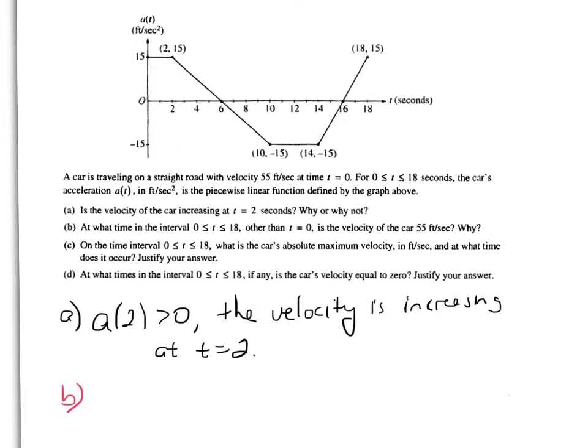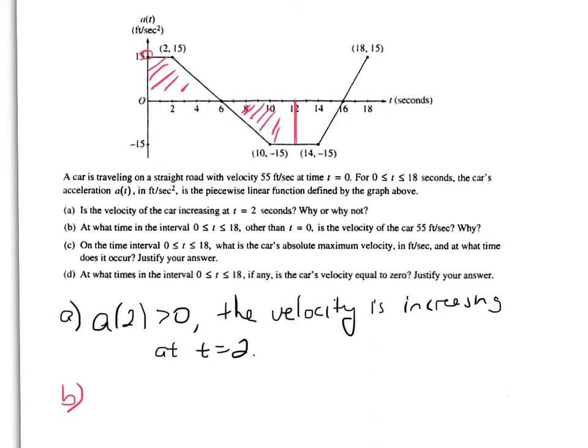Okay, part B. At what time, other than t equals 0, is the velocity of the car 55 feet per second, and why? Well, let's take a look. Here we're starting at 55 feet per second. Acceleration is positive, which means that our velocity must be increasing. So velocity is increasing, but then velocity starts decreasing over here. And note the symmetrical thing that's happening here, that this area is equal to this area.